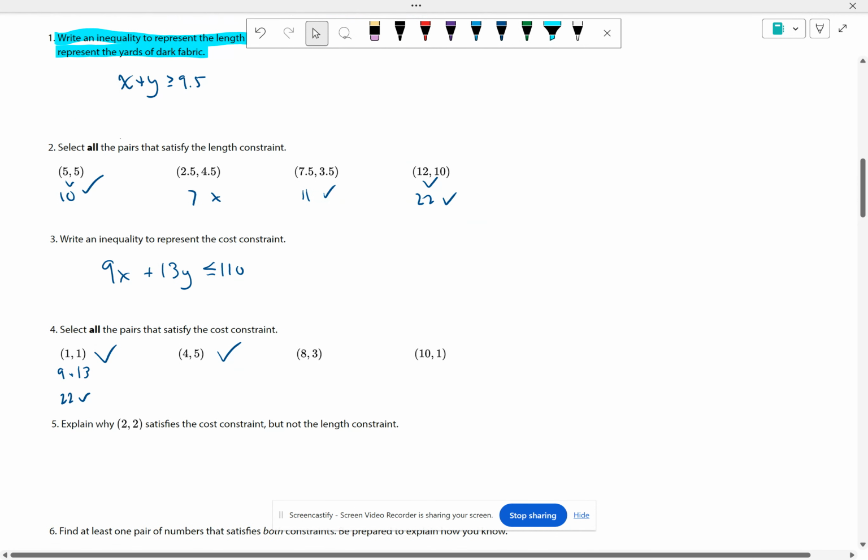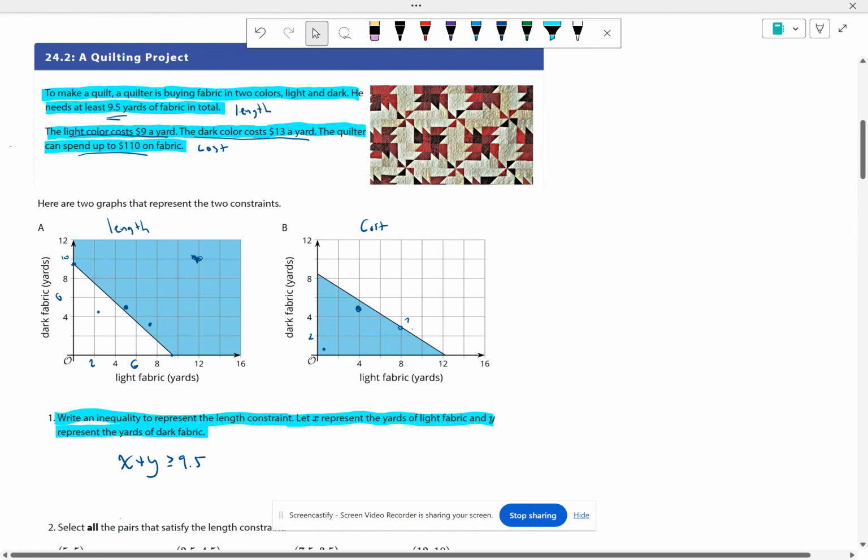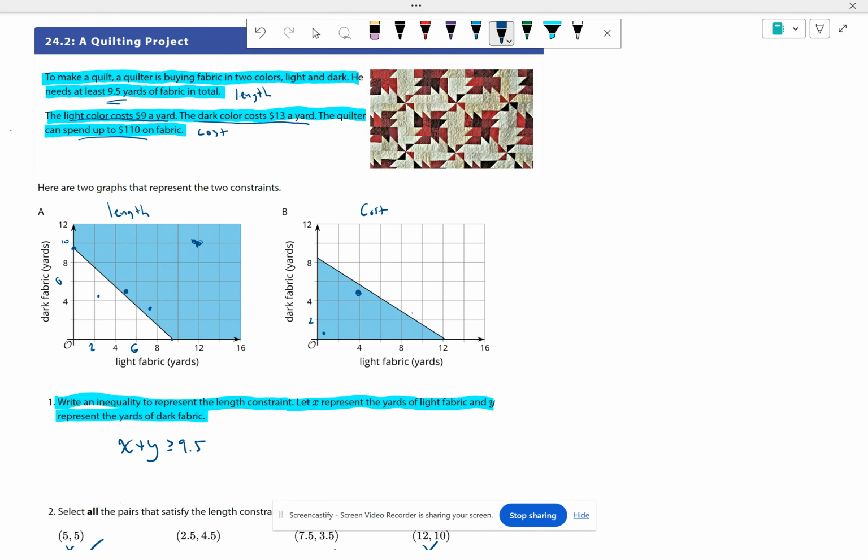So I'm going to use my equation right up here. It's $9 for each yard of light fabric, and this 8 represents the amount of light fabric that I'm buying. And then I'm going to add the $13 for each yard of dark fabric times the 3 yards that I'm buying here. And let's see if this is within our $110 budget. It is just over budget. So no. That is just over our budget. So this was a no. It must have been just above the line.